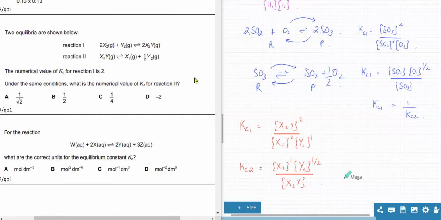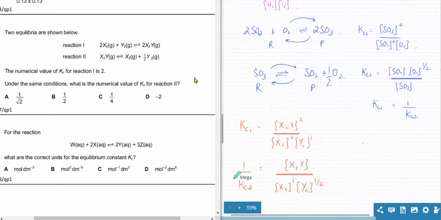So what's the relationship between Kc1 and Kc2? What I'm going to try and do is convert Kc2 into Kc1. The first thing I need to do is invert it, make it upside down. I'm going to invert the whole expression. It's going to become 1 over Kc2. To do that, this whole thing would get inverted. This would go on top, and this thing would come at the bottom.